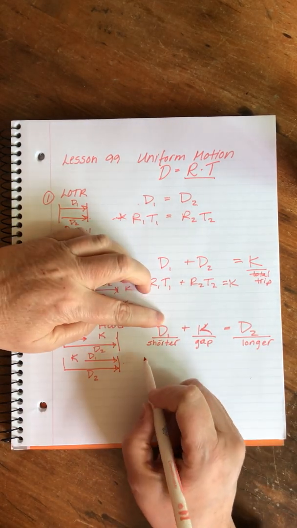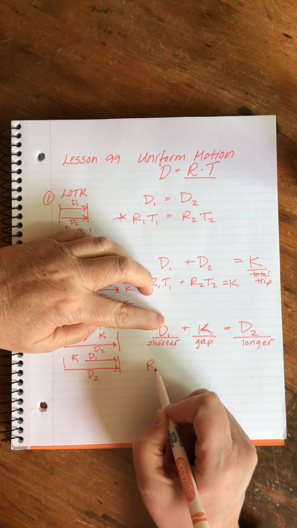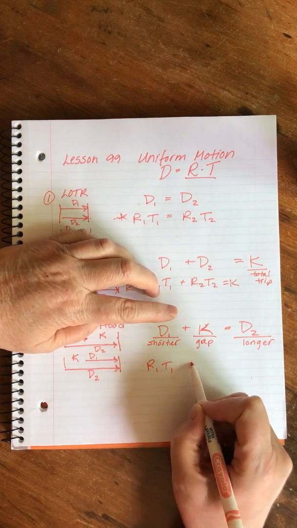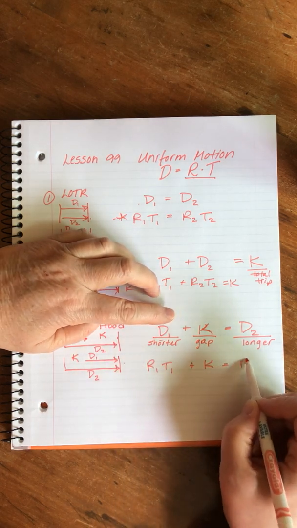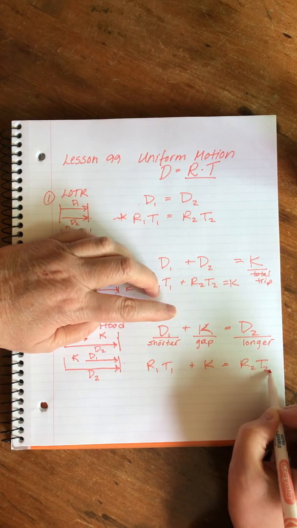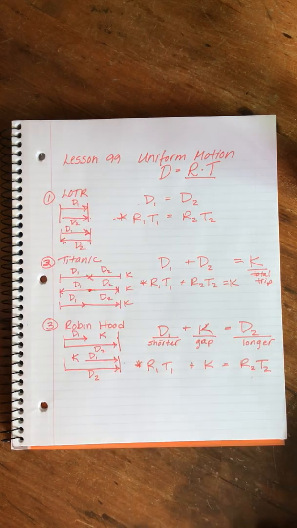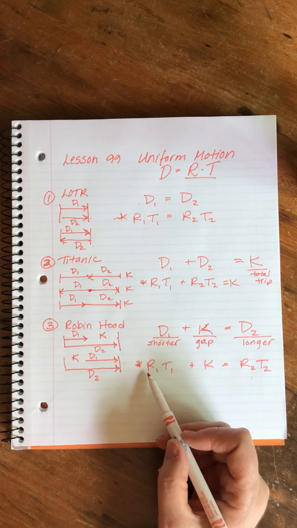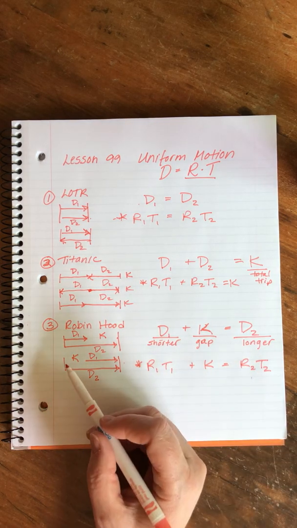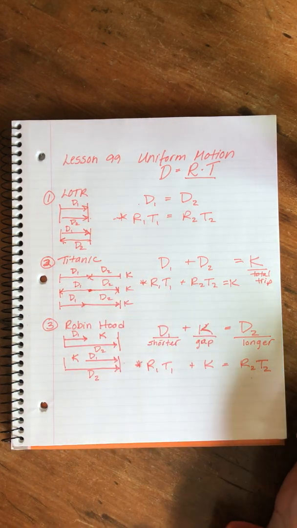Oh, I didn't finish drawing this up. So we substitute R1T1 for this, plus K equals R2T2. So here's our new base equation, and we'll use this in the problems just the way we did the first two. So let's start with the first example.